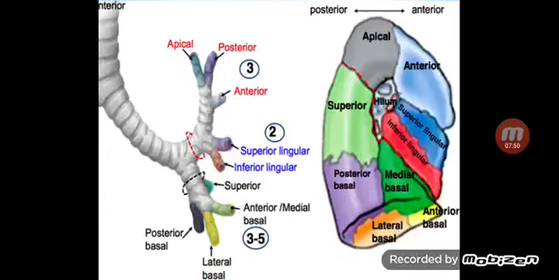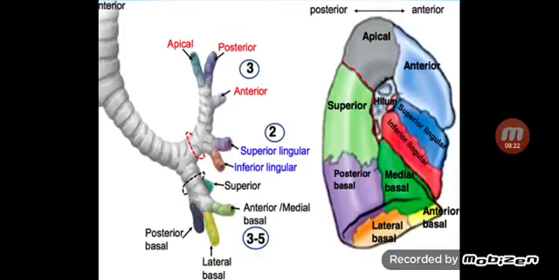What about the left lung? The left lung, as you know, has only a superior lobe and an inferior lobe. In the superior lobe, what will appear? The apical segment with anterior and posterior segments, in addition to the superior lingular and inferior lingular segments. This is for the superior lobe.